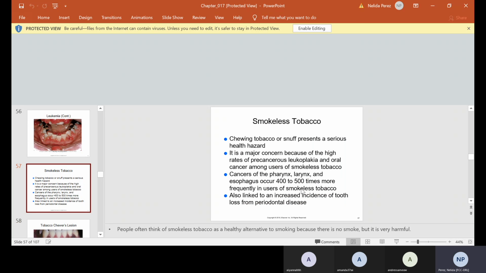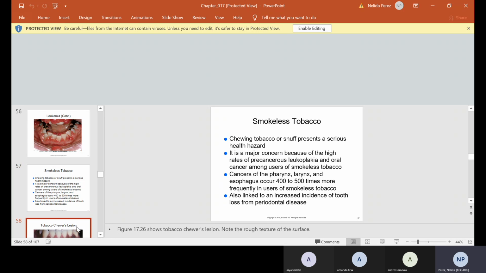Smokeless tobacco. Chewing tobacco or snuff presents a serious health hazard. It is a major concern because of the high rates of precancerous leukoplakia and oral cancer among users of smokeless tobacco. Cancers of the pharynx, larynx, and esophagus occur 400 or 500 times more frequently in users of smokeless tobacco. It's also linked to an increased incidence of tooth loss from periodontal disease. People often think of smokeless tobacco as a healthy alternative to smoking because there's no smoke, but guess what?